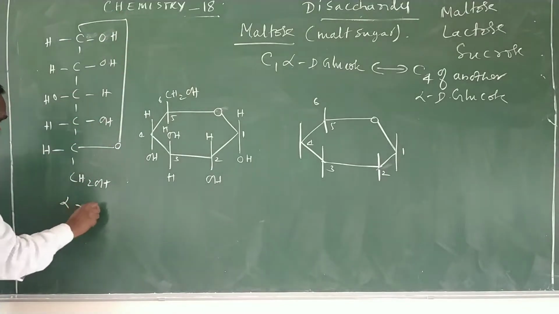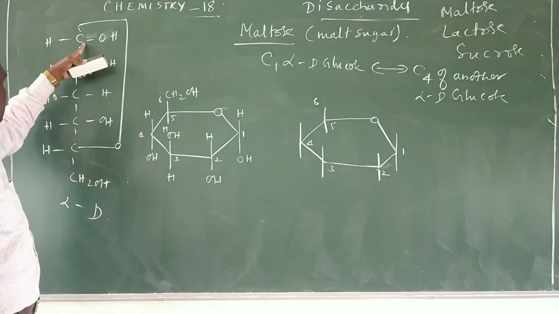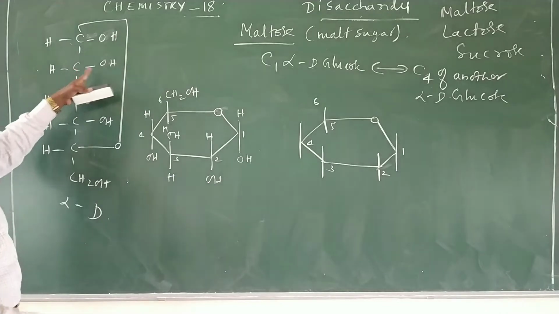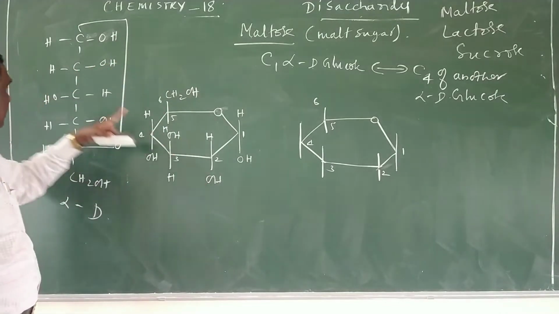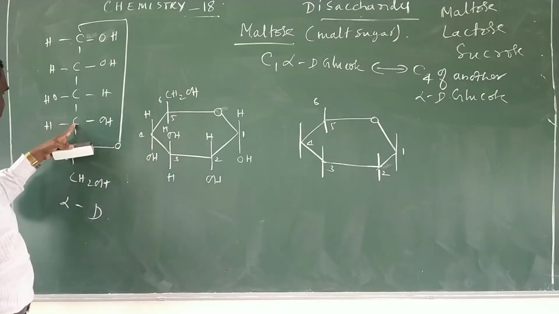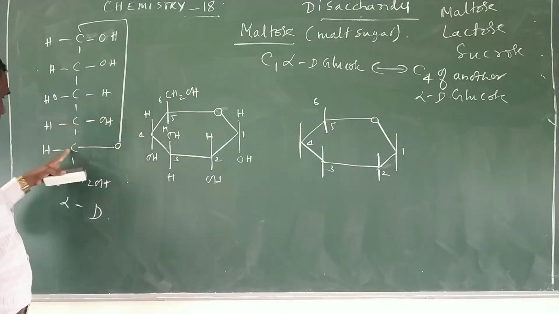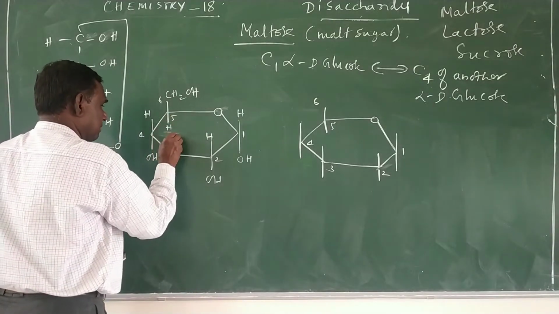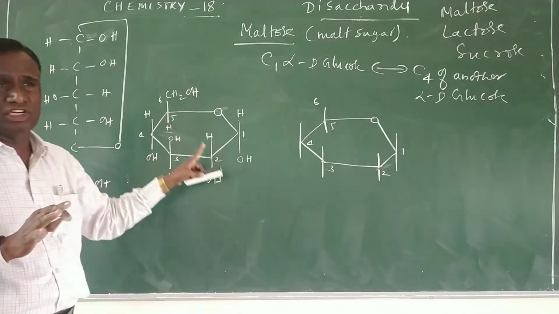This is alpha D glucose. Carbon atom 1, OH is here. This is H. Second carbon atom, OH again here. Third carbon atom, H here, OH is here. Fourth carbon atom, OH is here, H is there. H, CH2OH. So this is how we can write our structure easily.